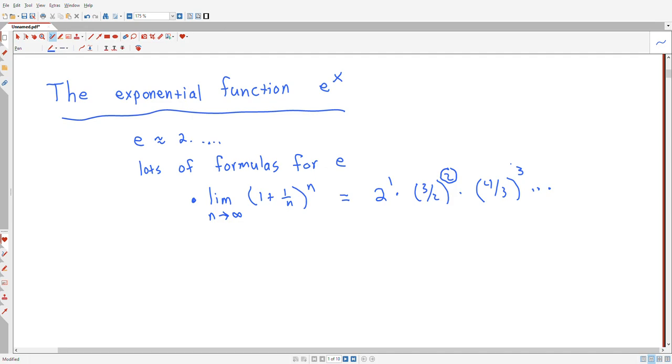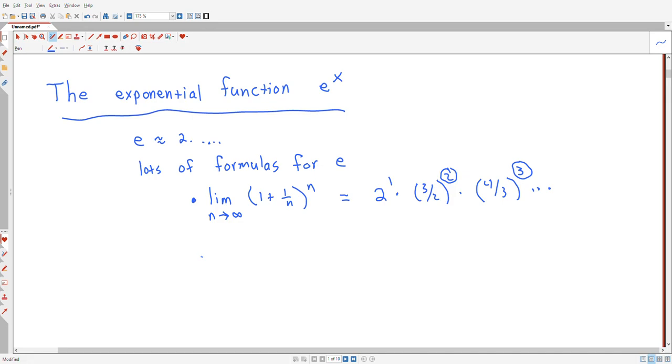So this is a limit that does pop up very naturally in finance. It gives you the number e, but it's also sort of a weird race of a limit, right? We have a bunch of numbers trying to go to 1, but you keep multiplying more of them together. And so it's not clear how this works in the limit. You get this weird number. That's one definition of e.